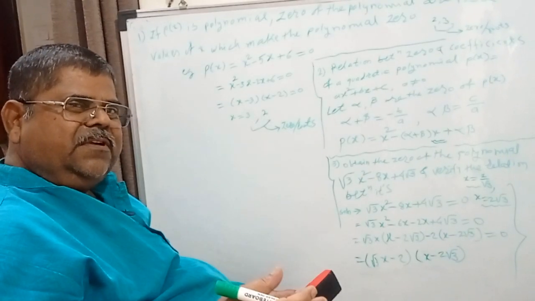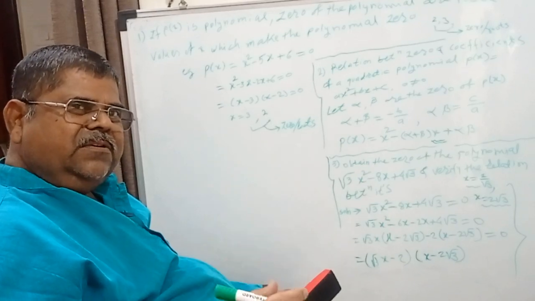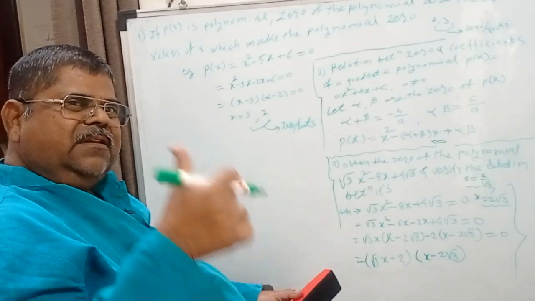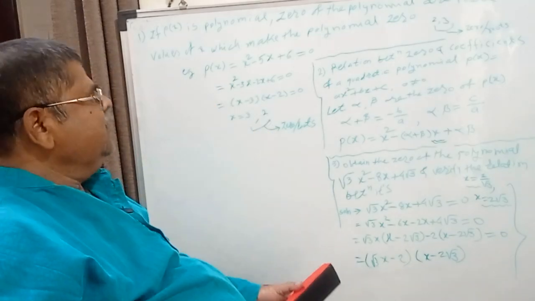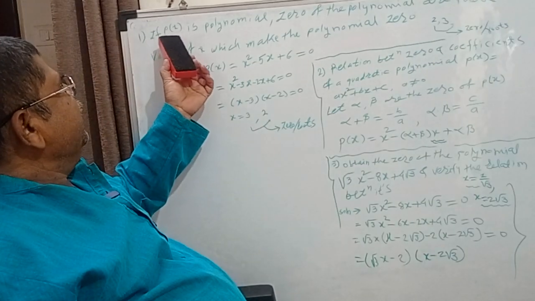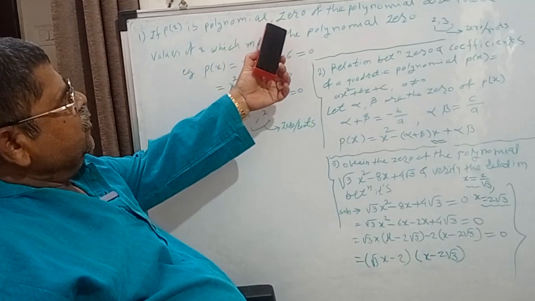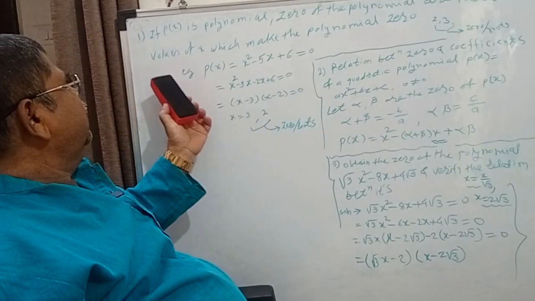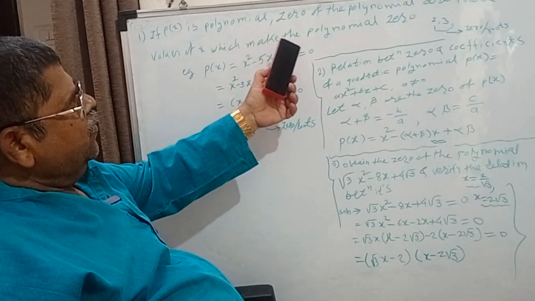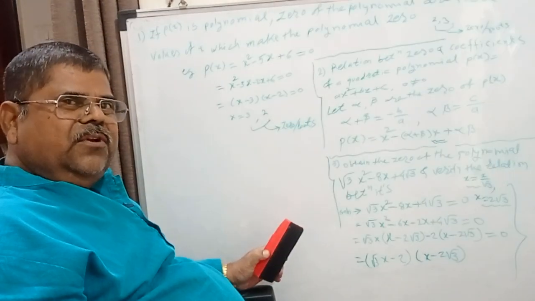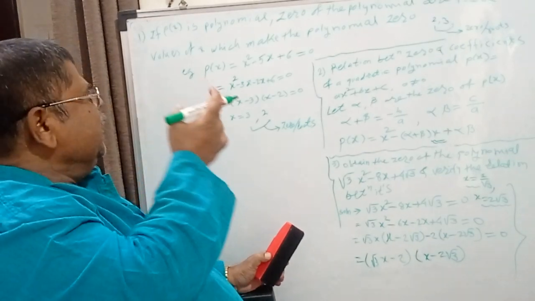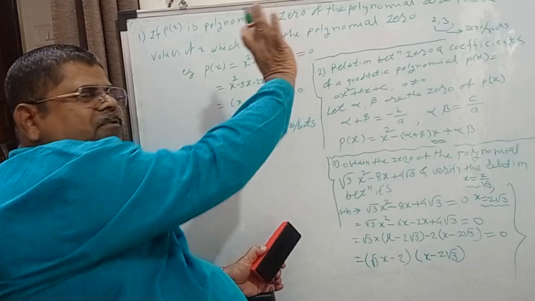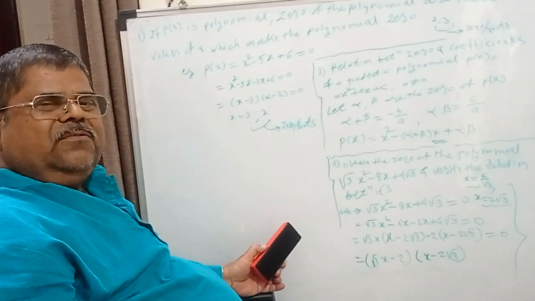x square minus 5x plus 6 is equal to 0. Then we factorize and we will get the value of x, the polynomial. For example, if p(x) is the polynomial, the zeros of the polynomial are those values of x which make the polynomial 0. We must have the equation p(x) is equal to x square minus 5x plus 6 is equal to 0.